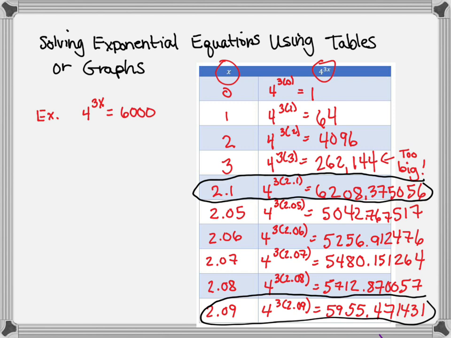It's probably even closer to what's right above it, the 2.1, which led to 6,208. So for now, we could say that x is approximately 2.09. It's a little bit bigger than 2.09, but definitely less than 2.1.